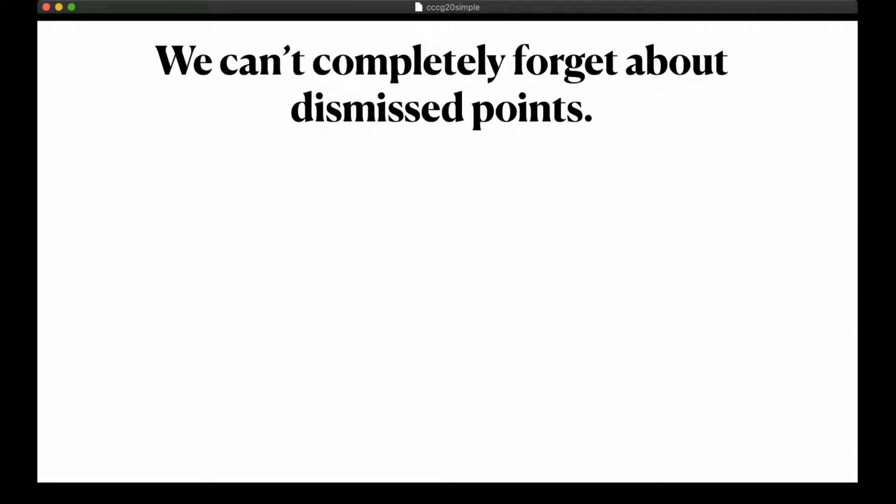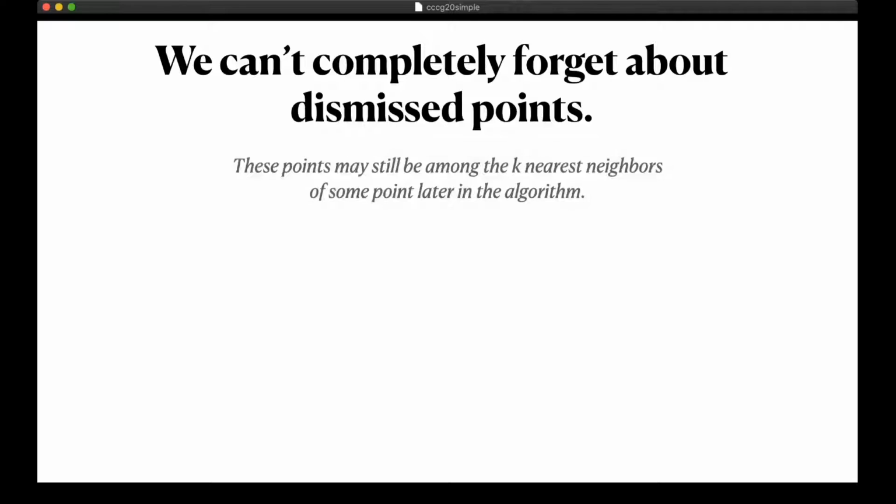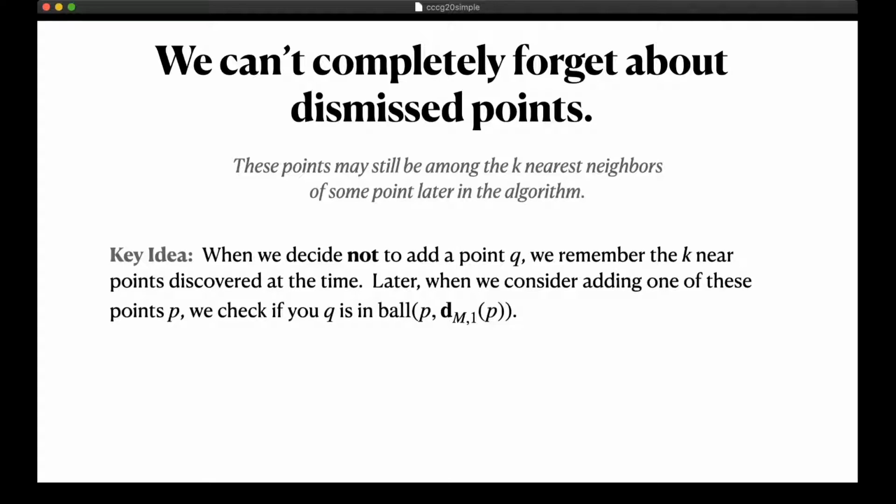So according to the algorithm, some points will not be added. And if we look at them in the greedy ordering, that happens when we looked in the ball of radius 2 times d_{m1} of the point, and we found fewer than k points. So we take those fewer than k points and we remember them because this point we're ignoring might be one of the k nearest neighbors of that point later when we consider adding it into the sample. If we decide not to add the point, we remember all those fewer than k points, and we put them in a dictionary, and we just check to see if it's in the right ball when it's time to do the search. That adds an extra order k time per point.